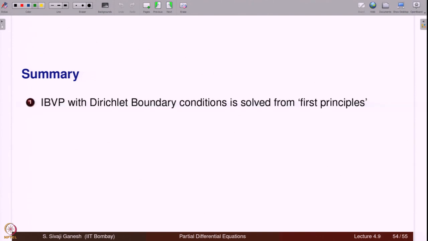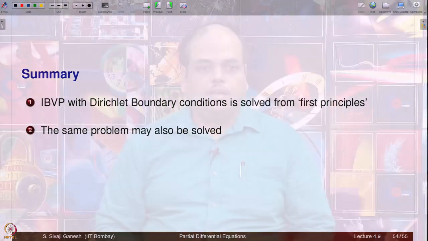So let us summarize what we did. We considered the IBVP with Dirichlet boundary conditions. It is solved from so called first principles. We are calling it first principle because we have obtained at the beginning a solution to the homogeneous wave equation by transforming into the system of characteristic coordinates, where the equation read w xi eta equal to 0 and solution was a function of xi plus a function of eta. That is why we are calling this first principles.